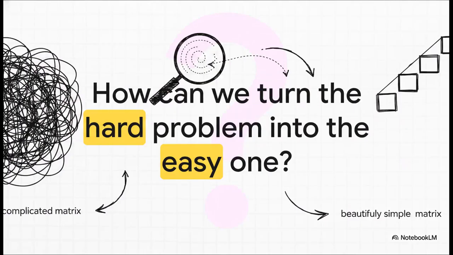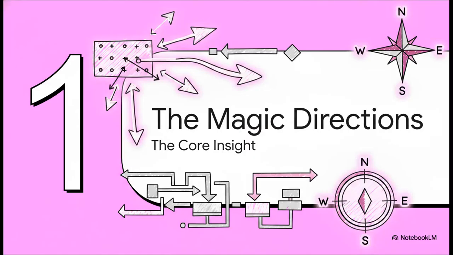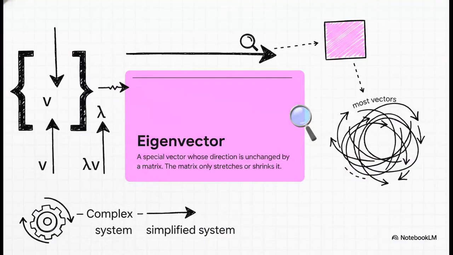And that really is the million-dollar question, isn't it? How do we get from that messy, complicated matrix on the left to that beautiful, simple one on the right? The answer, it turns out, is all about finding a new way to look at the problem. You see, a lot of matrices have these built-in magic directions. And if we can find them, well, that's the key that unlocks this whole thing. So what exactly are these magic directions? They have a fancy name, eigenvectors.